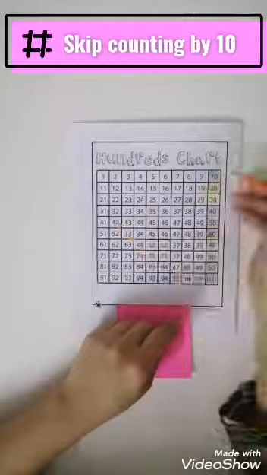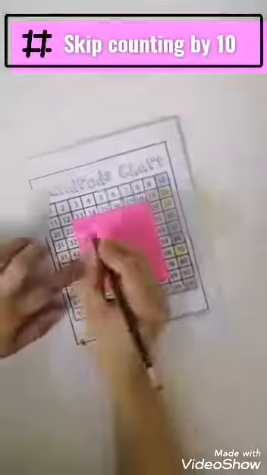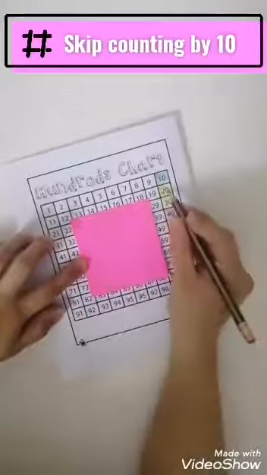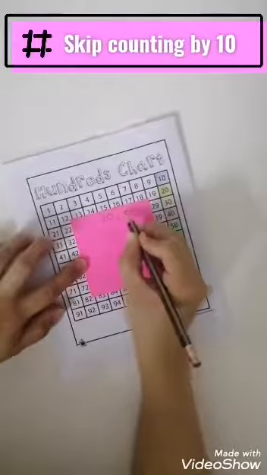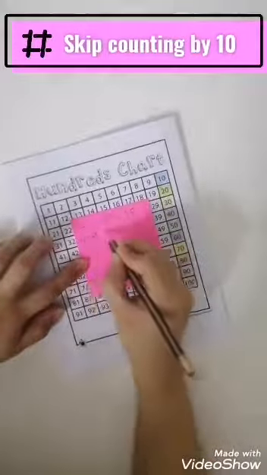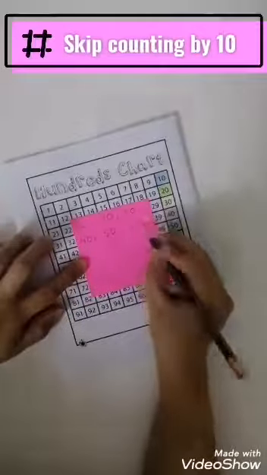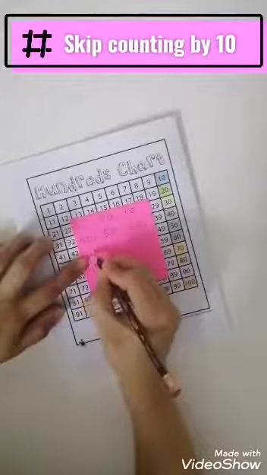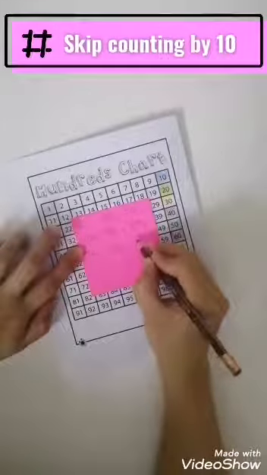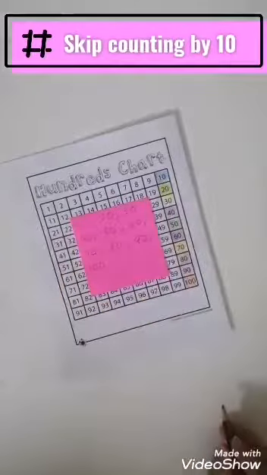Now the difference between each colored number is 10 digits, and this is how we skip count by 10. 10, 20, 30, 40, 50, 60, 70, 80, 90, and 100. And this is how you skip count by tens.